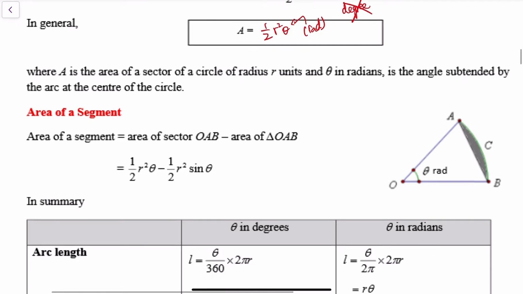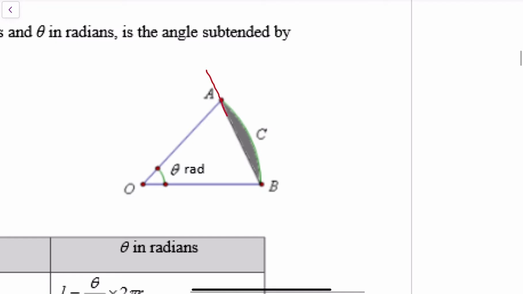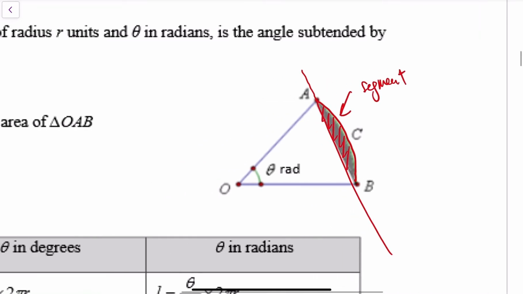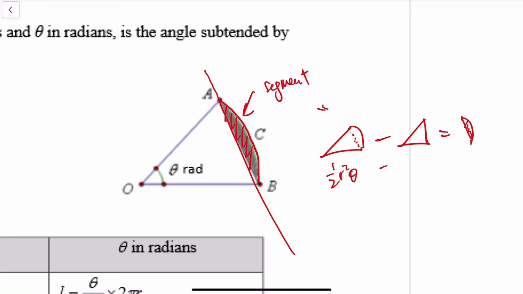Then what about the area of a segment? Do you remember what a segment is? What I said before, a segment is a very barbaric way of eating a pizza. You cut it like that. This part is called a segment. So how do I find the area of the segment? The area of the segment is simply the pizza minus the triangle, then you get this small piece. You see that? So the pizza is half r squared theta, as we learned just now. The triangle is half r squared sine theta.